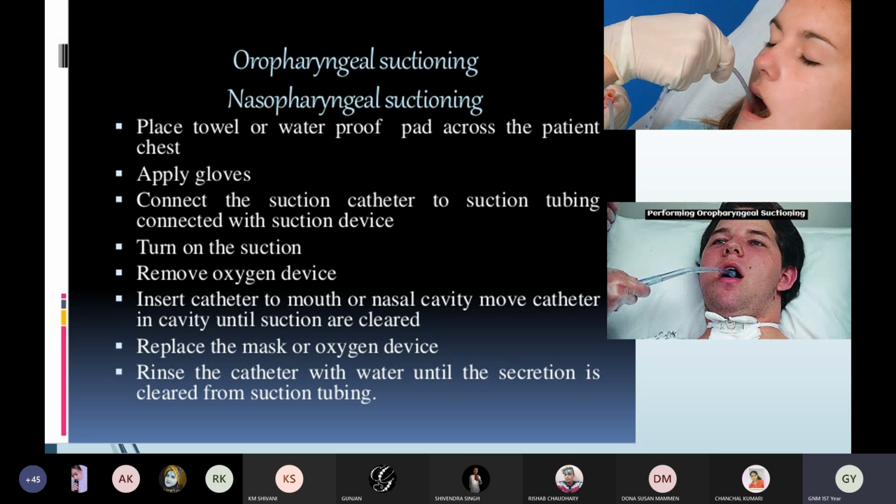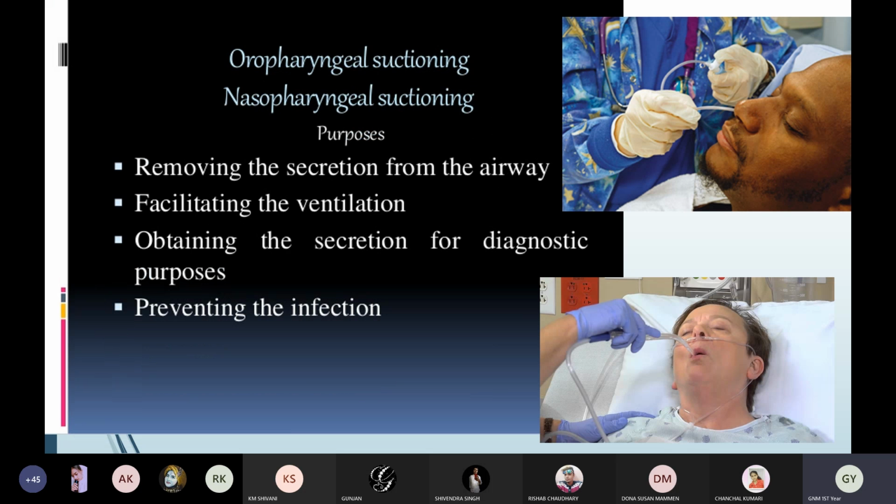Then if we are doing nasopharyngeal suction, we have to insert the catheter into the nose. One hand, the non-dominant or clean hand, we have to pinch or put the thumb on the regulator, and the other hand, which is the dominant or active hand, should be sterile. So this is how we suction. We have to remove the secretion.